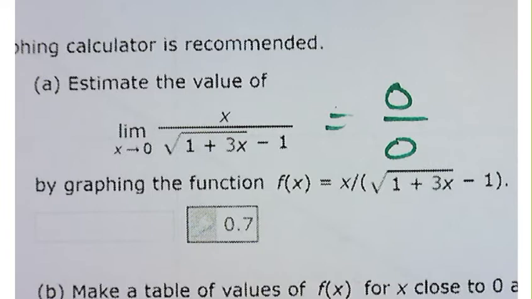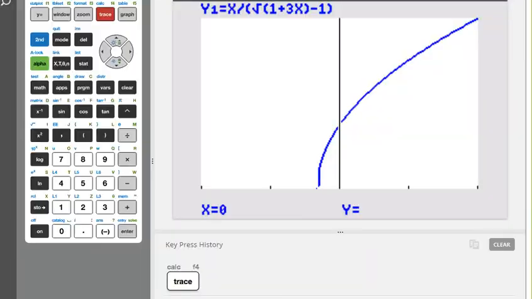Yeah, it could exist. So let's see what that limit is. Now it's asking you to estimate the limit. So if I hit the trace key, and I did, and go a little bit to the left, it says estimate the limit to 1 decimal place. It looks like it's getting close to about 0.7 if I was to estimate it to 1 decimal place.